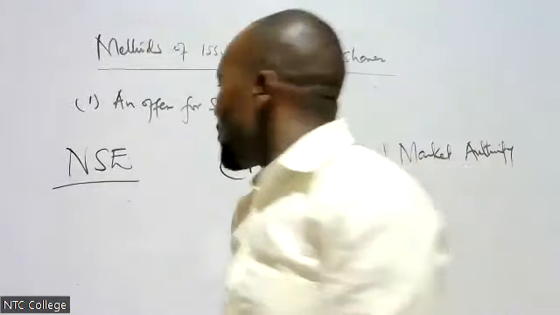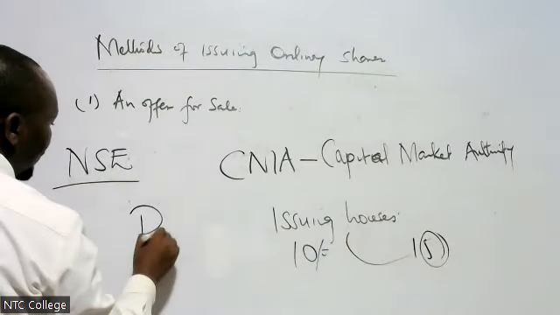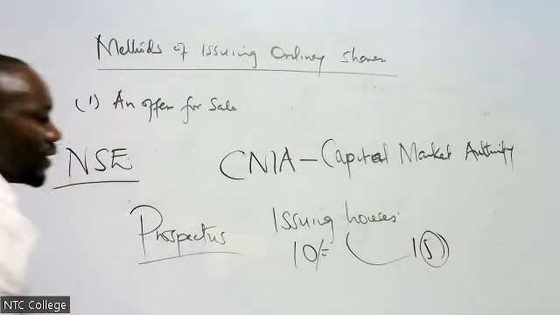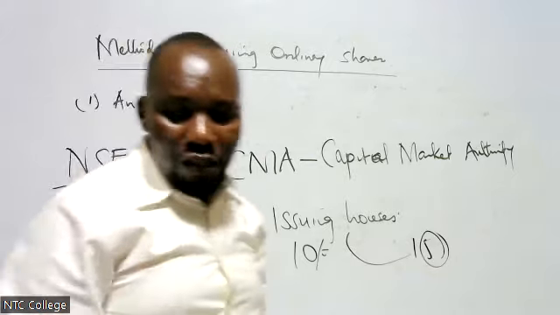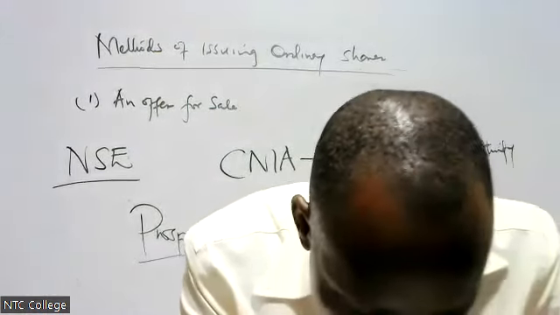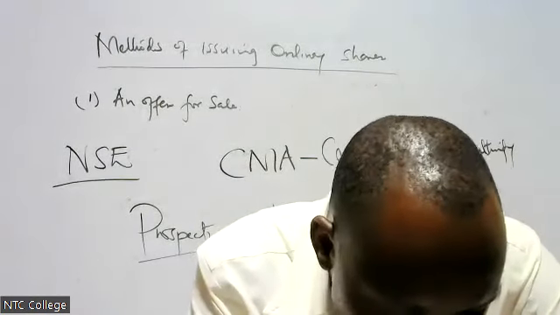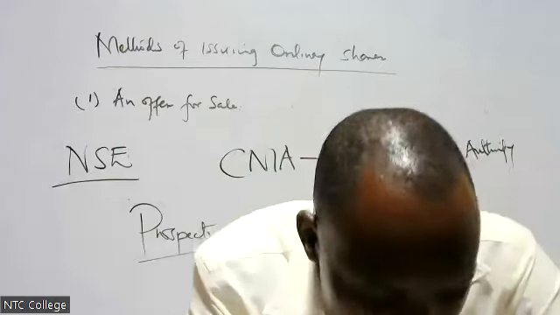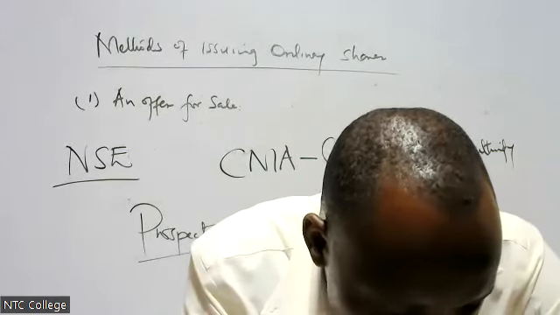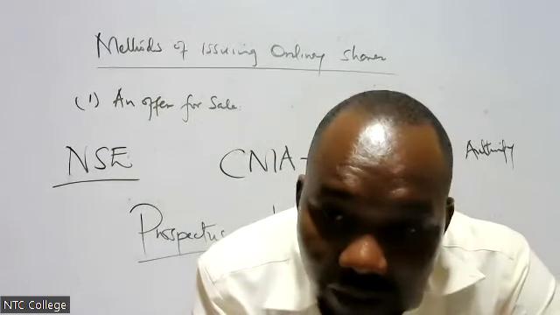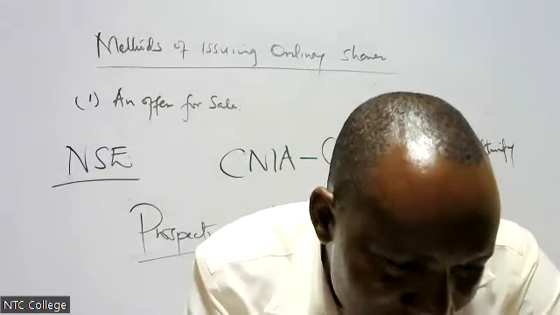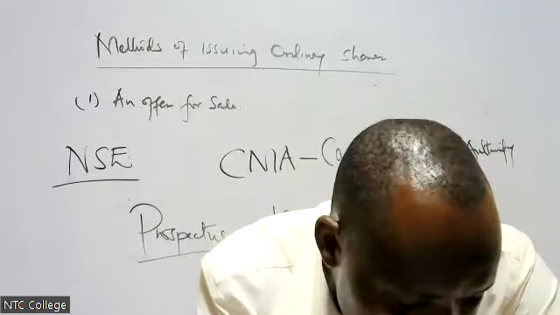The spelling is like this, prospectus. The company issues a prospectus which legally invites the public to subscribe to its shares. That is called issue by company. So the companies that are very well known can use that method.